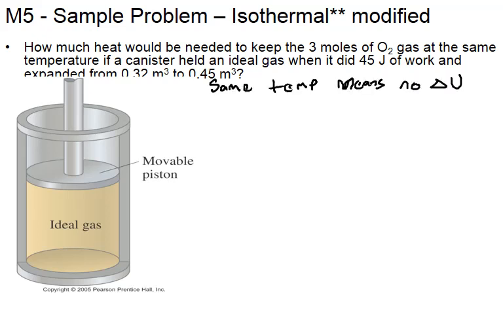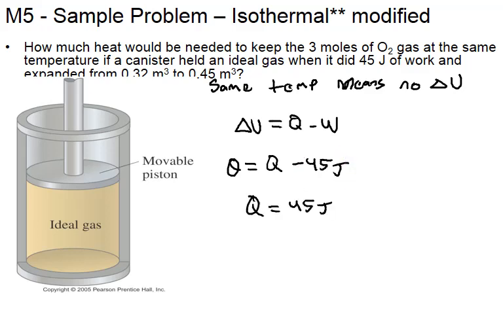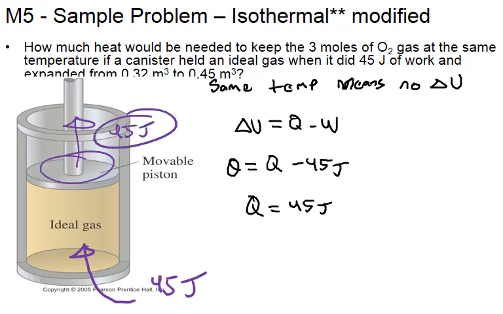All right. So same temperature means no change in internal energy. Therefore, delta U equals Q minus W, no change in internal energy, 45 joules of positive work. So Q minus W, so positive 45 joules. We add that to the other side. So it's going to take 45 joules coming in, right? In other words, it's going to take 45 joules of heat to come in if the gas is doing 45 joules of work, because it's going to naturally drop in internal energy. So we would have to receive that much heat coming in to keep it the same.